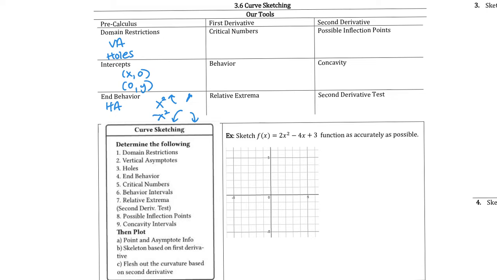Then we talked about how our first derivative helps us to identify our critical numbers, and our critical numbers, just as a reminder, are where our first derivative is 0 or where it is undefined. And those values tell us about where it is increasing and where it is decreasing. So with those critical numbers, we make a number line, and we can identify that our function is increasing anywhere that the derivative is positive, and that it's decreasing anywhere that our first derivative is negative.